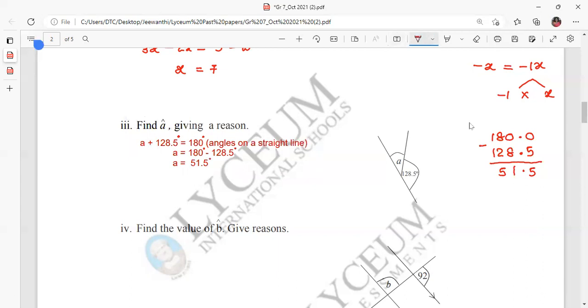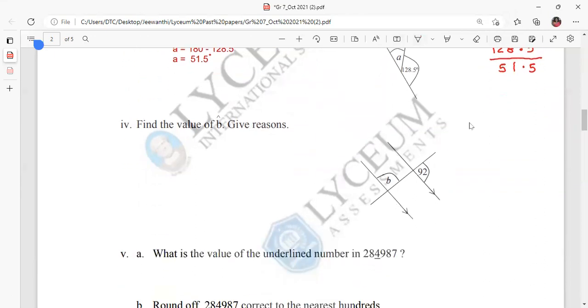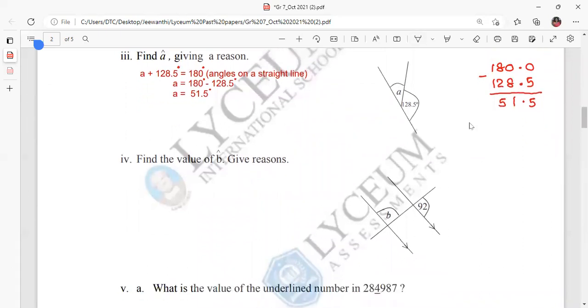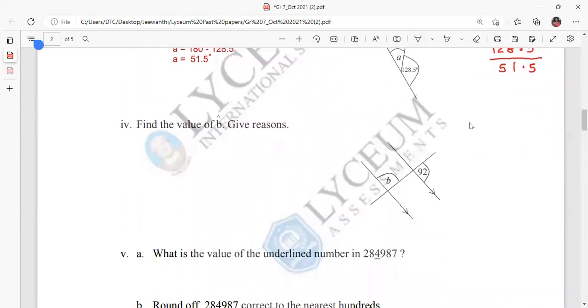So then this is also a degree value. Sorry. This is how you find the answer for A. And you want to write the reason, giving a reason. And the next one also, when you find the value B, you want to give the reason.